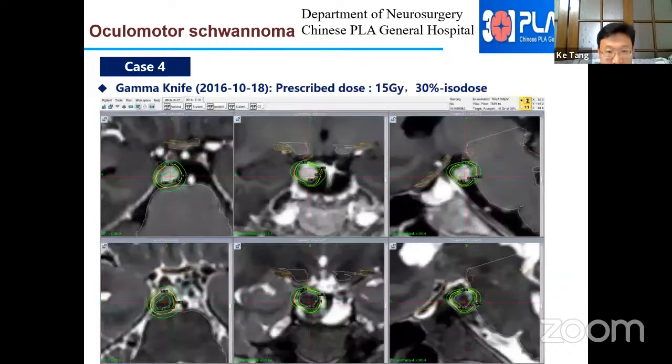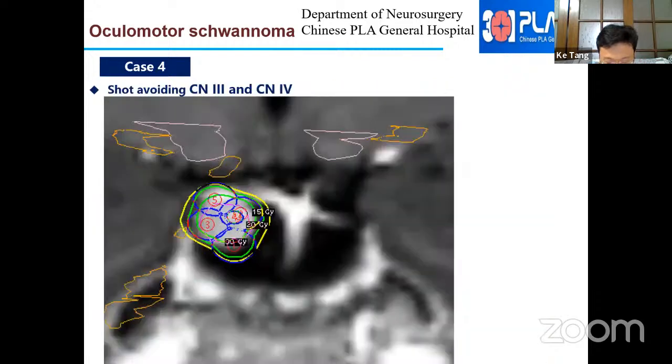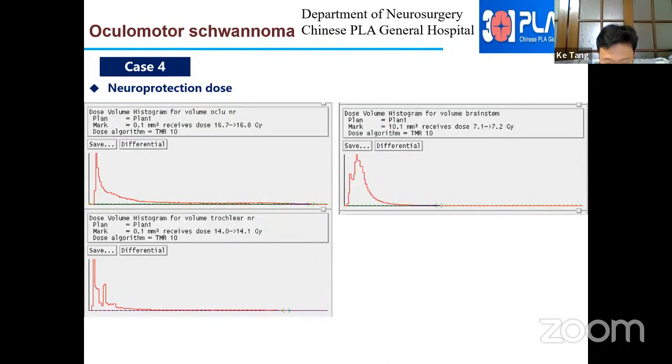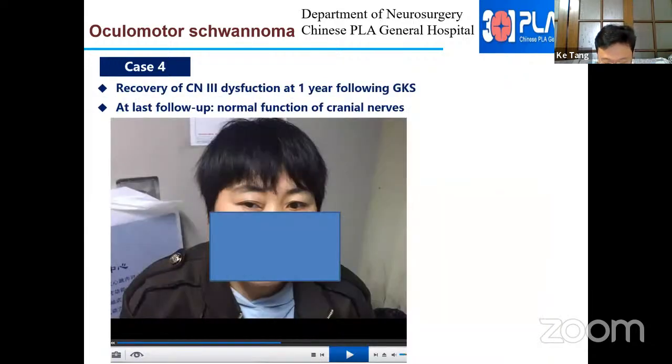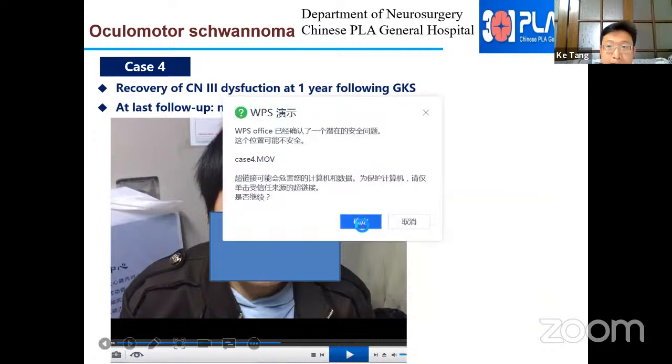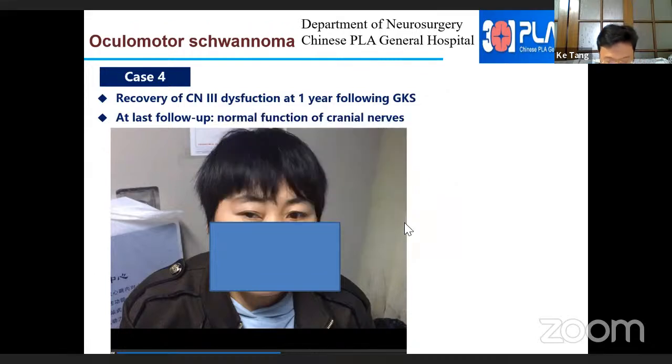Prescribed dose was 15 gray at 30% isodose line. We avoided the cranial nerves and made dose protection. The post-Gamma Knife MRI showed tumor shrinkage. Recovery of cranial nerve 3 dysfunction was achieved at 1 year following Gamma Knife surgery. We can see the normal function of cranial nerves at the last follow-up.